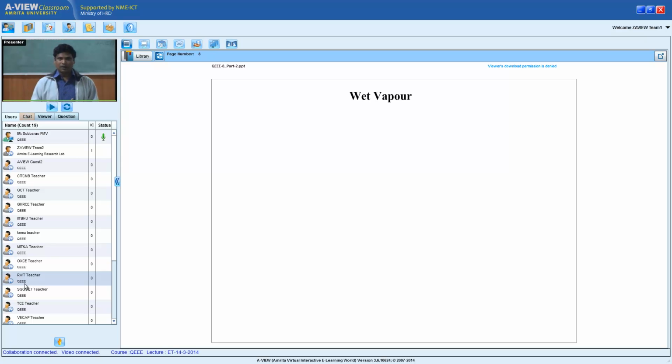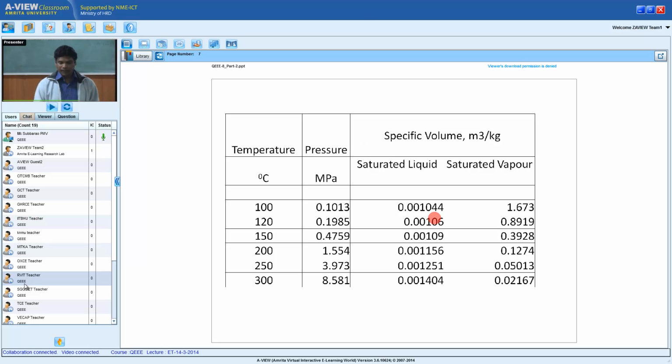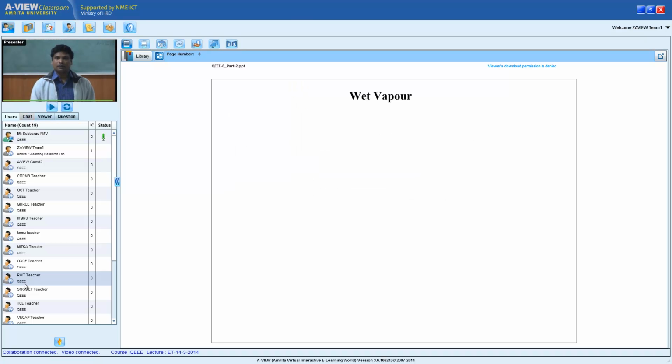And the people wanted to understand what is between these two. This is the saturated liquid, this is the saturated vapor. Is it possible to have something in between, or is it a sudden jump? This was another interesting point people wanted to know, and this knowledge led to the concept of wet vapor. What is the meaning of wet vapor?